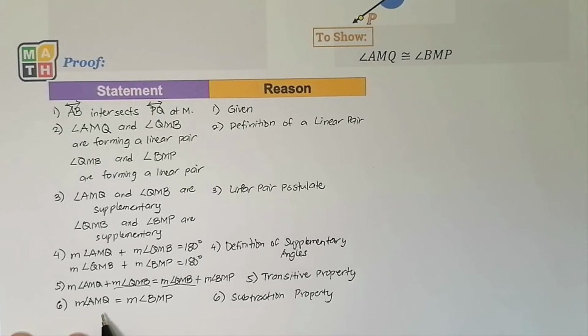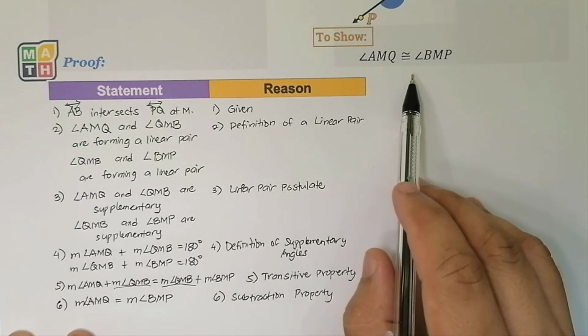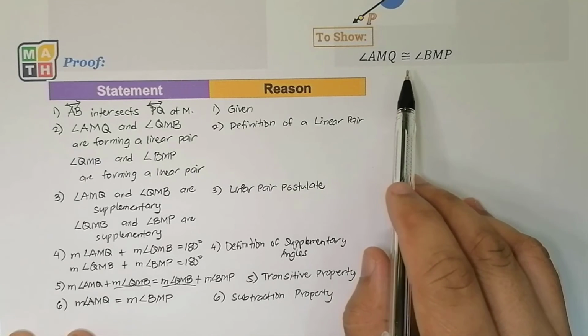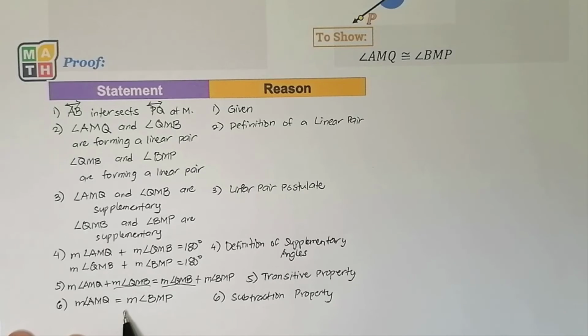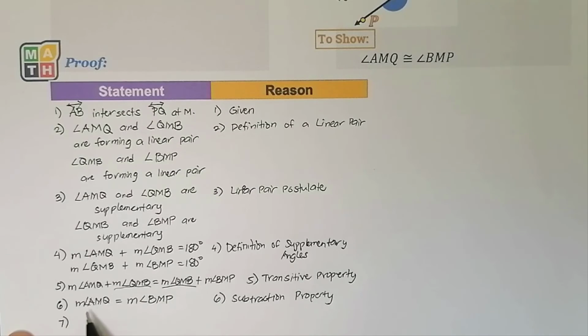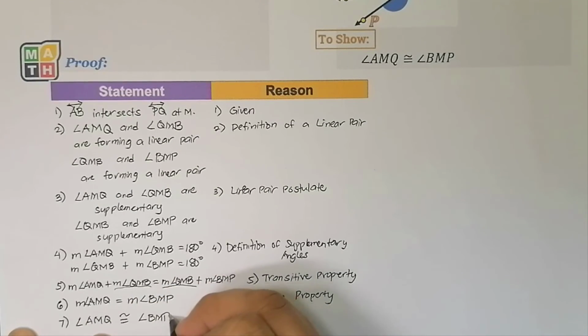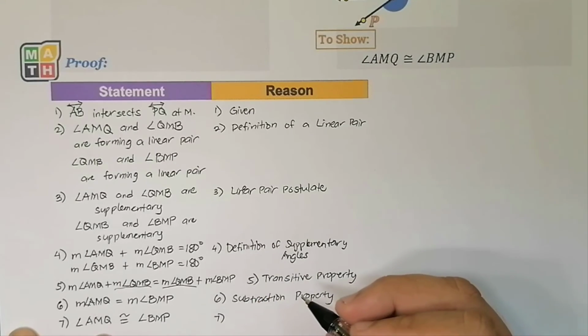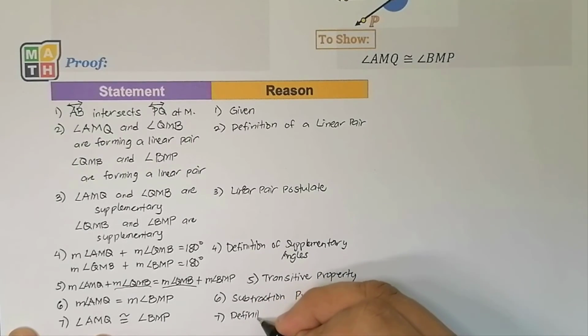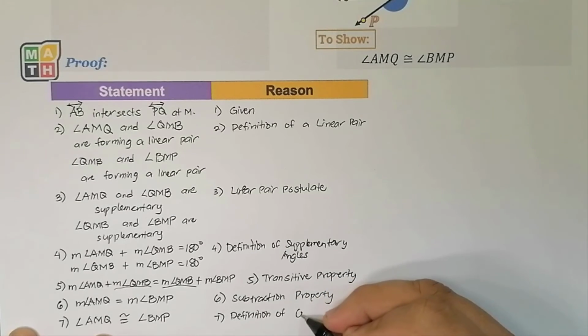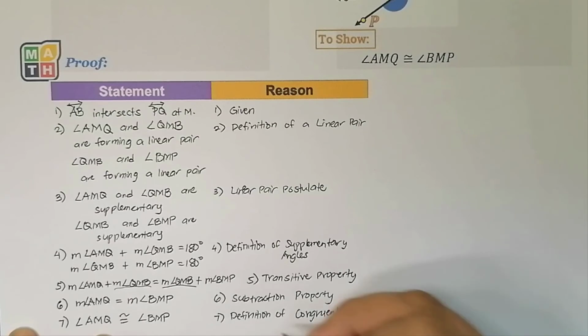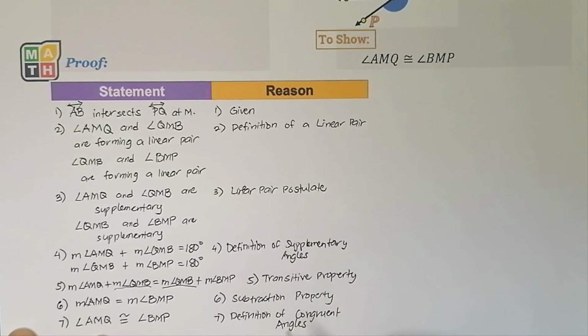Look at the statement here and the statement we would like to prove earlier. We need to show that angle AMQ is congruent to angle BMP, and we are now one step closer to that. Because when we say that two angles have the same measurement, we could claim that angle AMQ is congruent to angle BMP. And the reason for that is the definition of congruent angles, or the definition of angles with the same measurement.